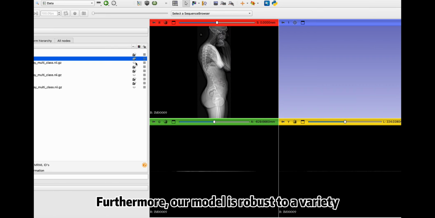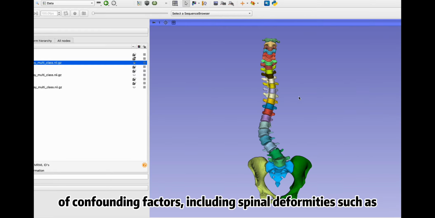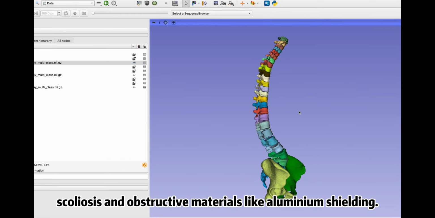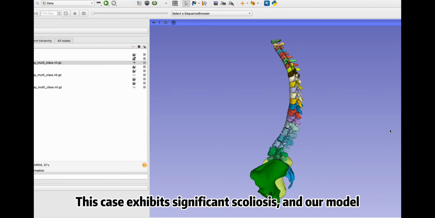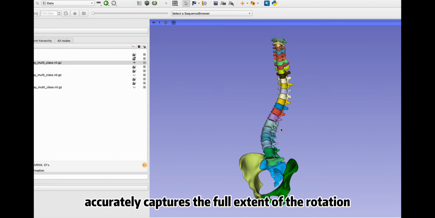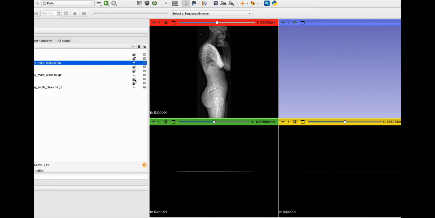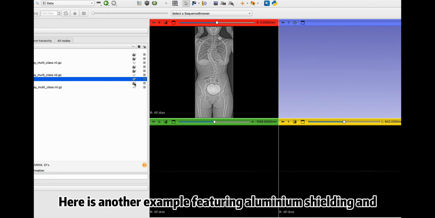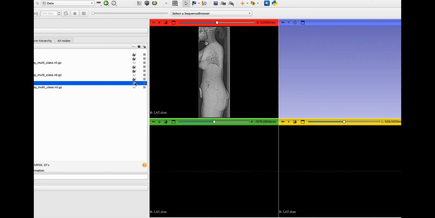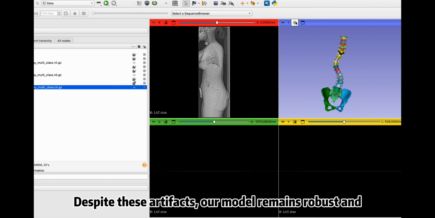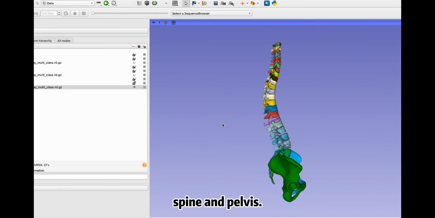Furthermore, our model is robust to a variety of confounding factors, including spinal deformities such as scoliosis and obstructive materials like aluminium shielding. This case exhibits significant scoliosis, and our model accurately captures the full extent of the rotation and curvature, along with the detailed structure of each vertebra. Here is another example featuring aluminium shielding and additional metallic structures used for calibration purposes. Despite these artifacts, our model remains robust and accurately reconstructs the 3D anatomy of both the spine and pelvis.